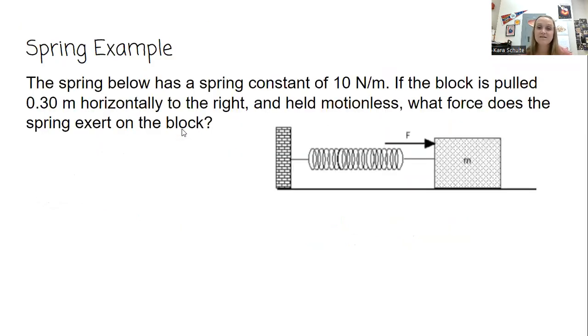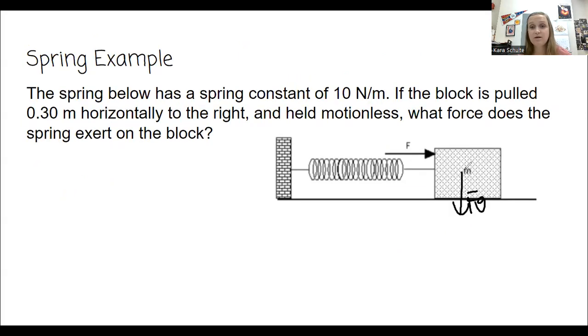A spring below has a spring constant of 10 newtons per meter. If the block is pulled 0.3 meters horizontally to the right and held motionless, what force does the spring exert? So just keeping in mind, if I want to draw a force diagram for this, I've got force gravity downward. I've got normal force upwards.